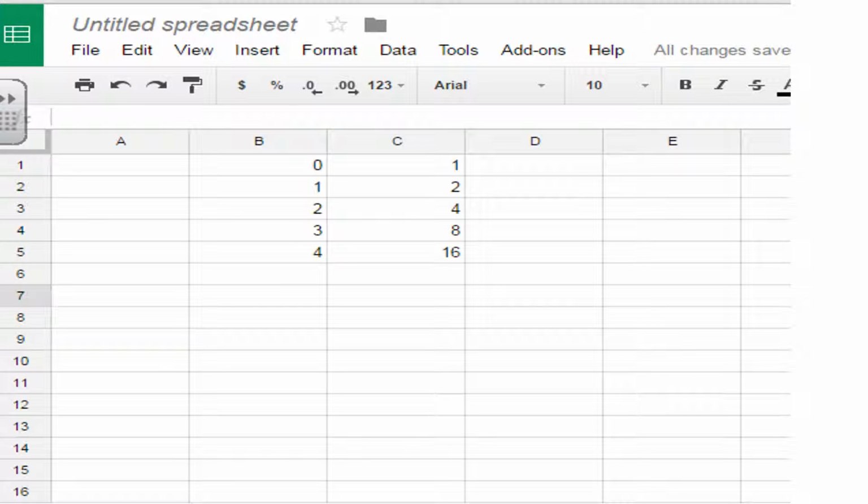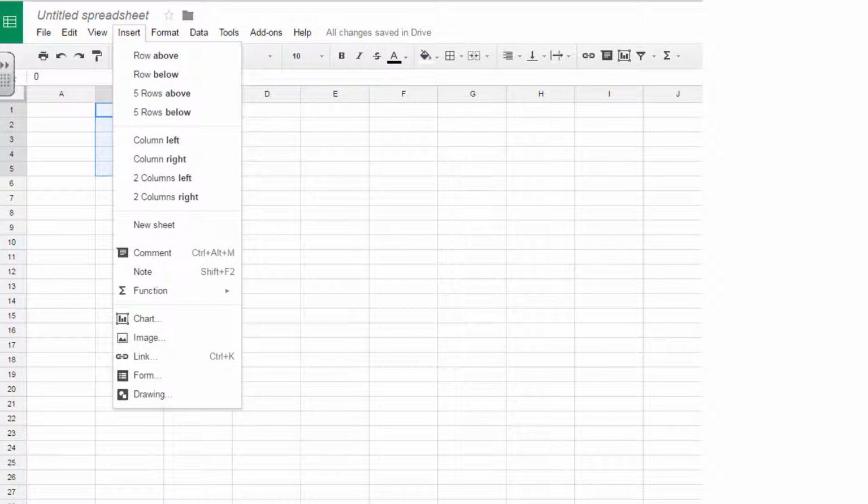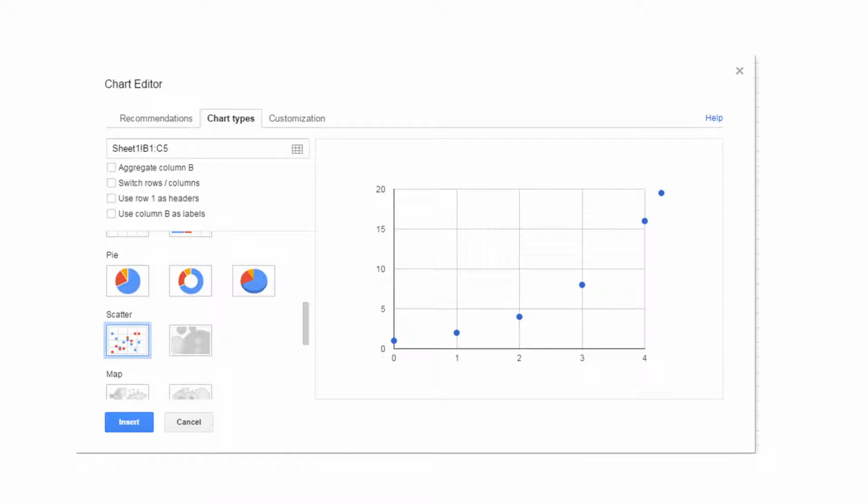Let's take a look at some of this data in Google. If I look at this data here and I highlight it and I press Insert Chart and I pick Scatter Plot, when I look at this, it does not look like a line. And we talked about the value of r squared.